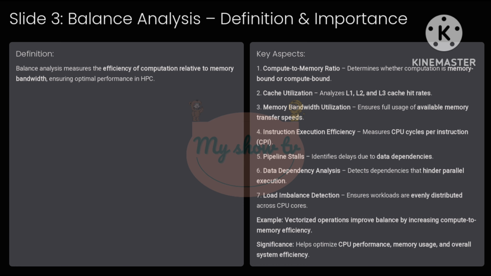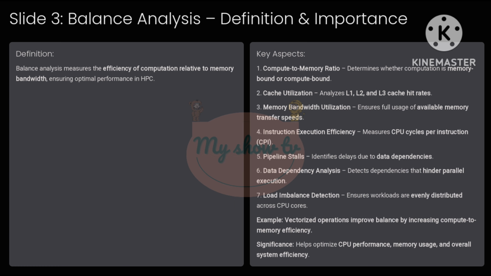3. Memory bandwidth utilization. Checking if available memory bandwidth is fully utilized ensures that we are not wasting potential computing power. 4. Instruction execution efficiency. If a CPU spends too many cycles per instruction, optimization is needed. 5. Pipeline stalls. When the processor waits for data instead of executing instructions, pipeline efficiency drops.